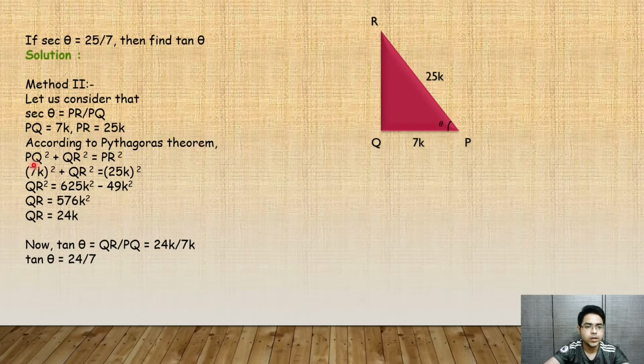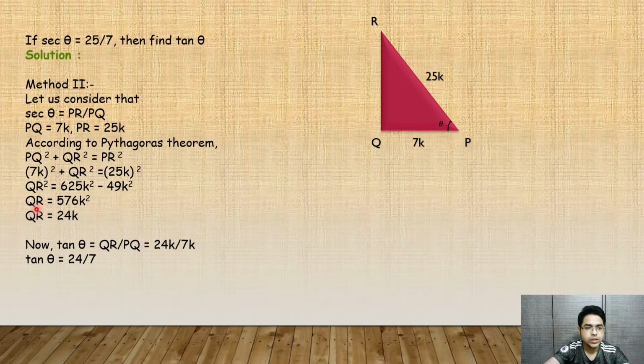According to the Pythagoras theorem, PQ square plus QR square is equal to PR square. So substituting the values, we get (7k) square plus QR square is equal to (25k) square, and we'll be getting QR square is equal to 625k square minus 49k square. This (7k) square will be moving here and changing its sign from plus to minus. So we will be getting QR square is equal to 576k square.